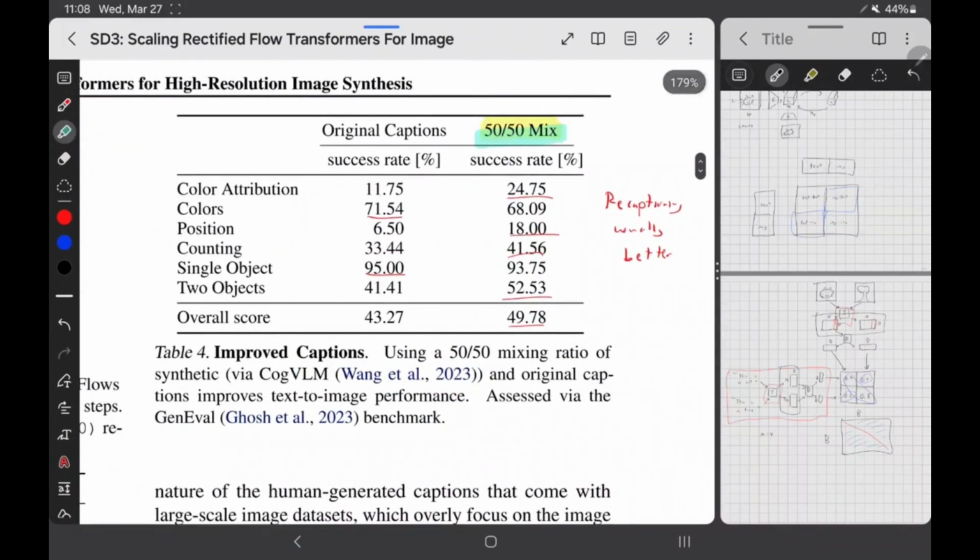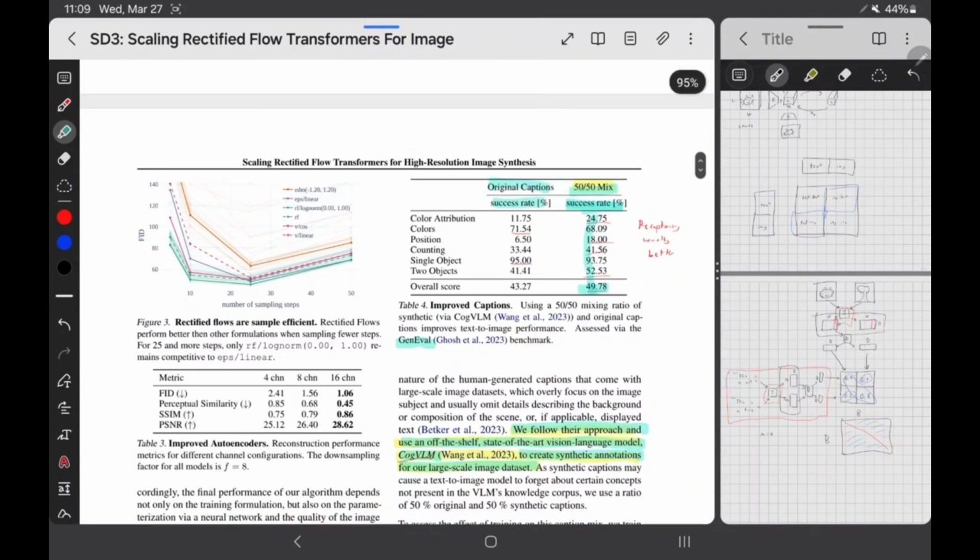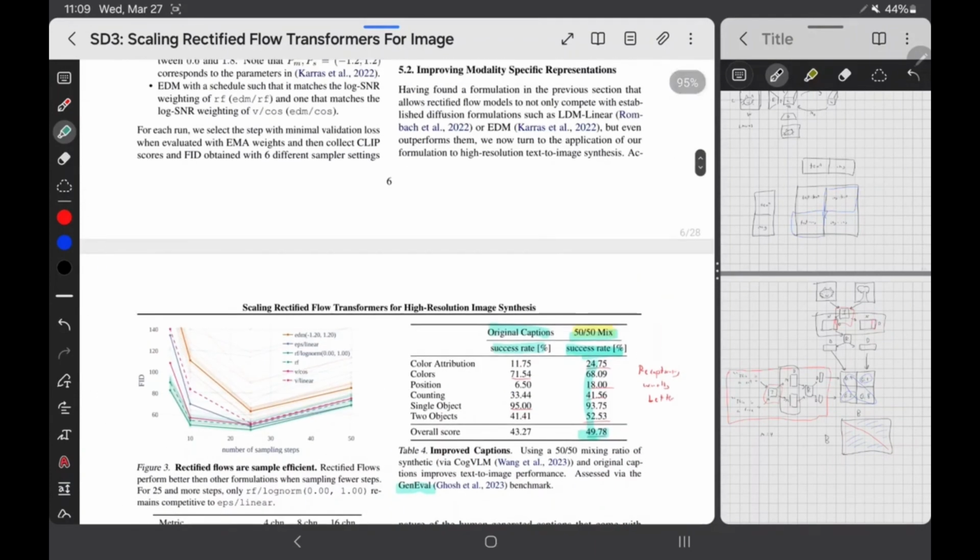And they show that the 50-50 mix has a higher success rate on, I think this was on the GenEval benchmark. So a higher success rate than the original captions, pretty much overall. It's a pretty big margin. So if you're training a diffusion model, recaption your data. I guess that's a takeaway for this.